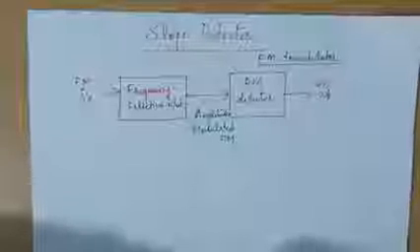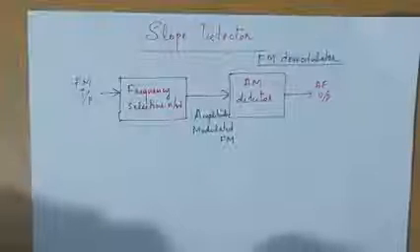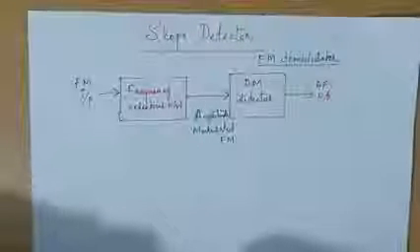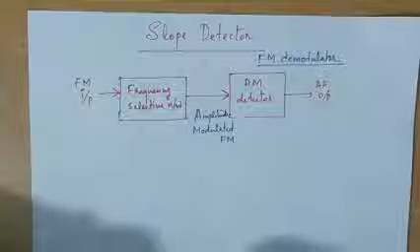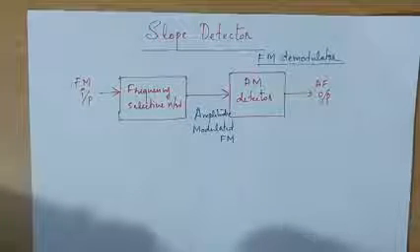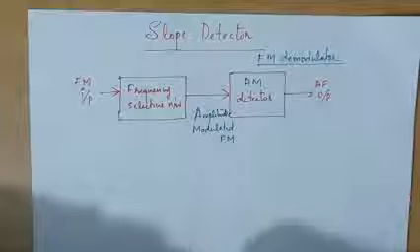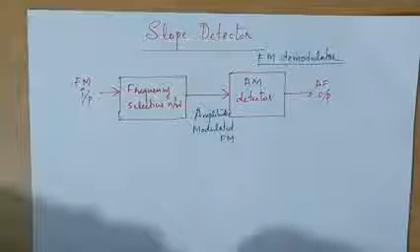Hi everyone. In this lecture, we are going to learn about slope detector. In module 6, we are going to discuss different angle demodulation circuits. Slope detector is one of the simplest FM demodulators. The function of an FM demodulator is to detect the message signal from the FM wave.